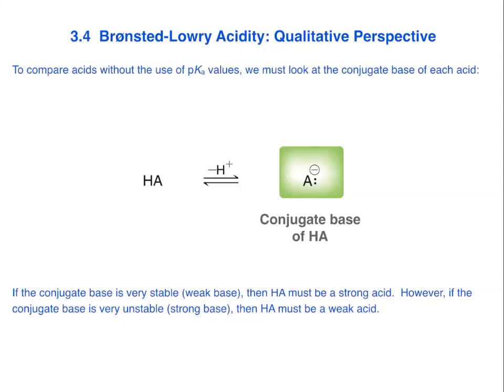How we do that is we look at the relative stability of the conjugate base for the acids that we're comparing. If the conjugate base is very stable, i.e. it's a weak base, then the acid from which it came must be strong. However, if the conjugate base is very unstable, meaning it's a very strong base, then the acid from which it came must be very weak.